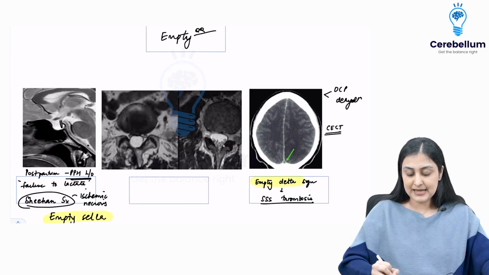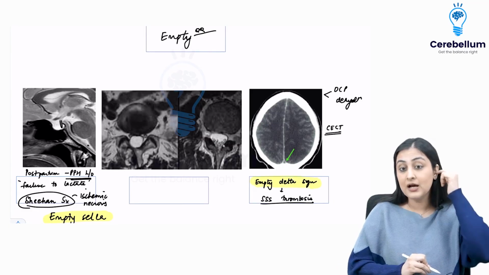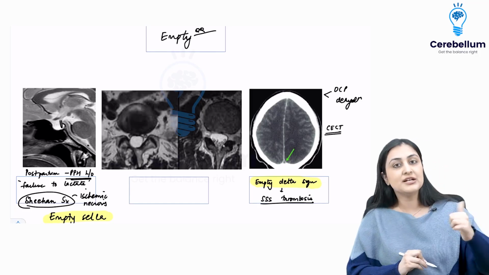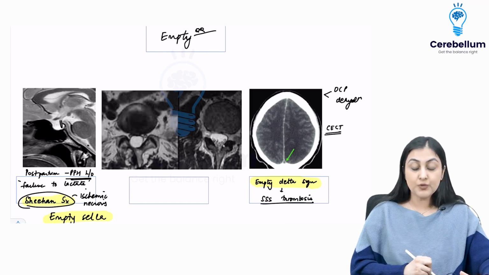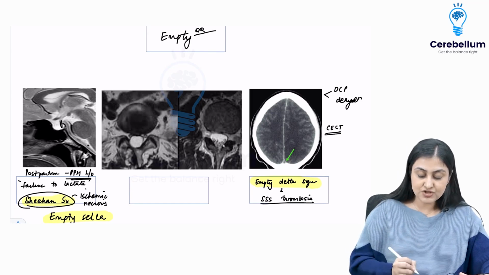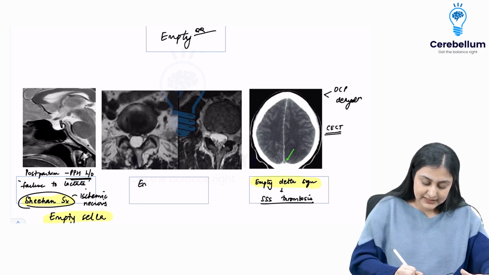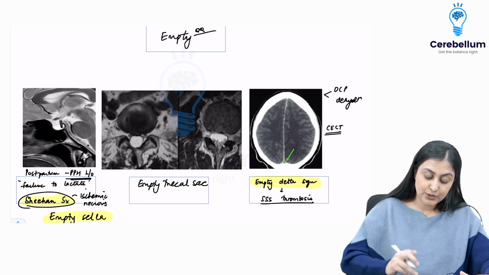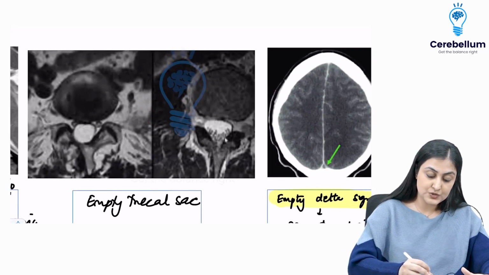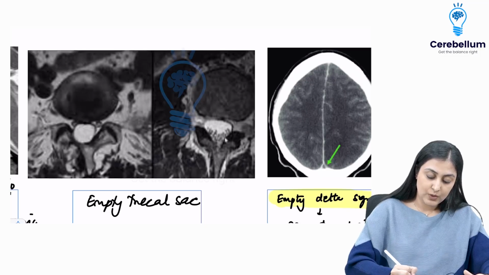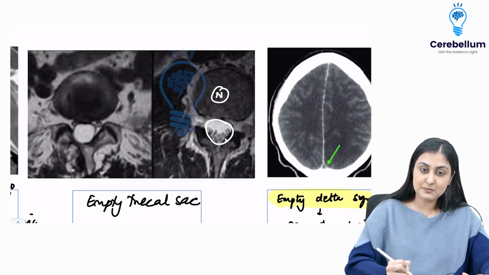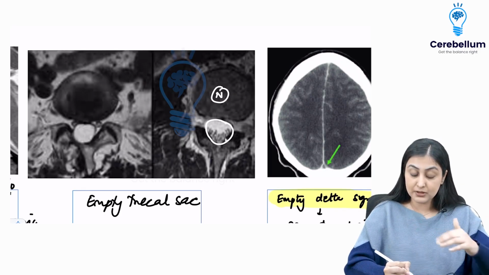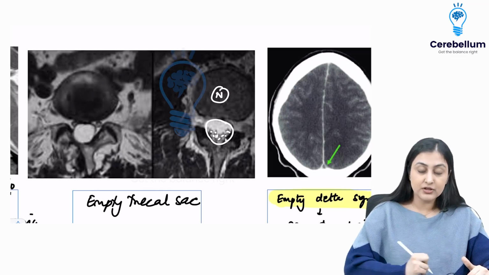So two empties: empty delta, empty sella. Empty delta is superior sagittal sinus thrombosis, empty sella is Sheehan's syndrome. The third empty, which is an AIIMS question, is the empty thecal sac sign. So here I am showing you the MRI of the vertebra. This is what a normal vertebral axial section would look like. So this is the thecal sac, this is the spinal canal at the level of the filum terminale. You can see all of these nerve roots.